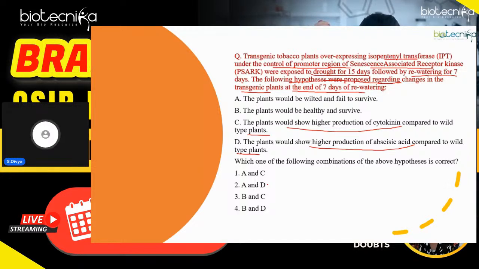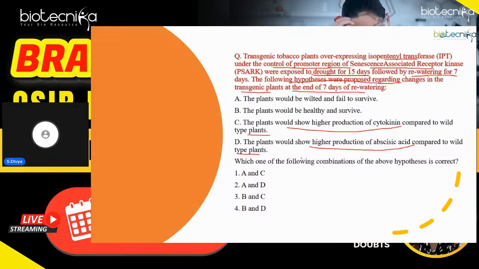Can I get some answers for this question? So, do you feel plant tissue culture is tough? Because I'm not getting any answer for this. This is the third question related to plant tissue culture.